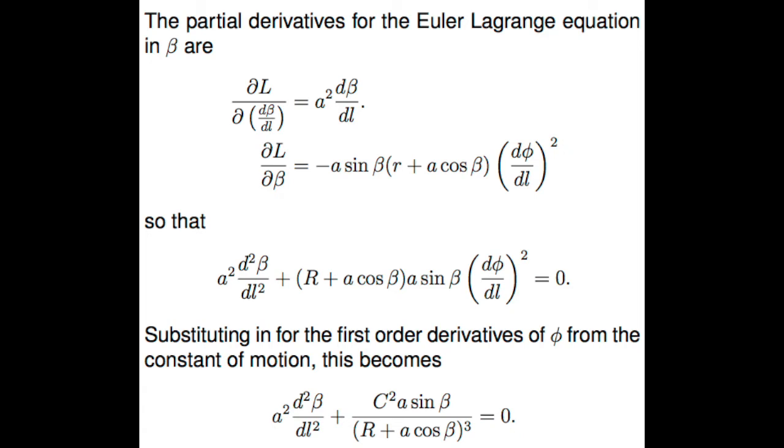You then substitute in to remove the d phi by dl squared and express that part of the equation in terms of the quantity c, the conserved quantity, and that gives you the equation at the bottom of this page, which is a second order partial differential equation for beta in terms of L.